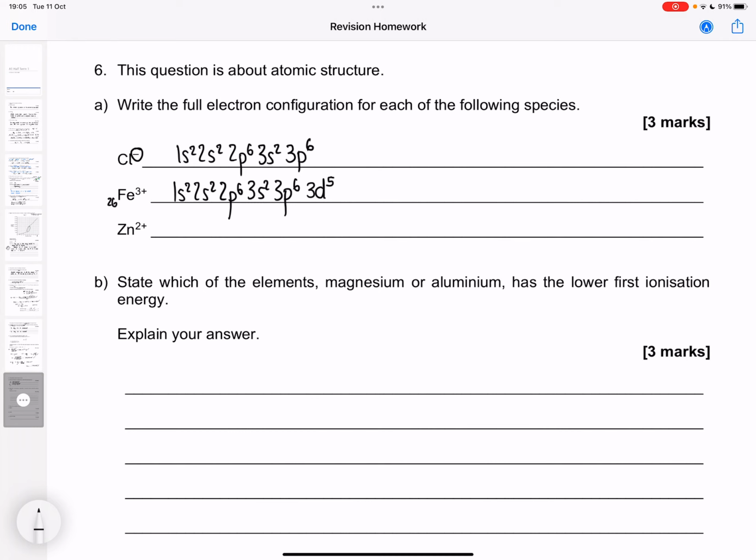So we're going to do the same for zinc. Zinc is number 30 in the periodic table. So we go along, we do the first 18 that give us argon. Leave a space, put 4s2, and then we'd need 3d10. But because we're doing zinc 2+, we then lose the 4s first.